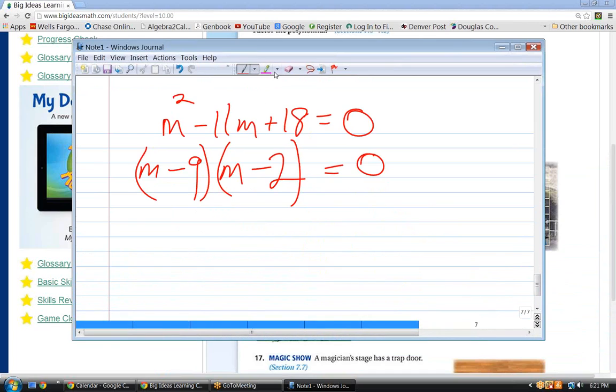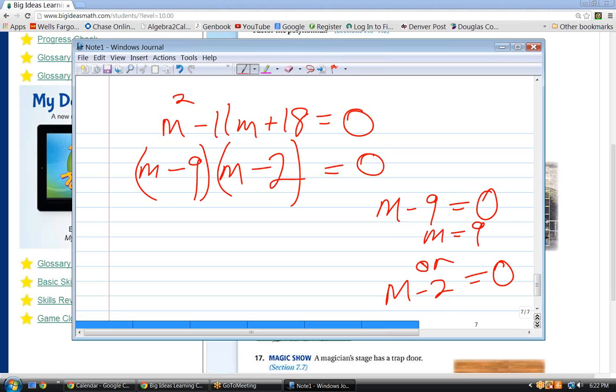Well, first of all, let's make a leap. You might be doing it and just not expressing it, but because we have one thing multiplied by another thing equals 0, one of these has to be 0. And we're going to solve this equation by setting both of them equal to 0 and coming up with 2 solutions. So the first step really is m minus 9 equals 0, or m minus 2 equals 0. So this one yields a solution of what? 9. This one yields a solution of 2. So we have m equals either 9 or 2.